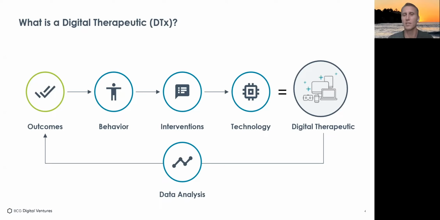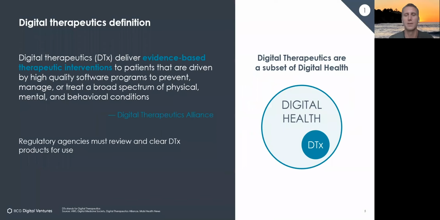The advantage, of course, is that you can see this could be an iterative process. As we capture more data that drives the outcomes, we could influence the behavior differently through these technology interventions. And really, that's where there's a lot of power around the personalization and potential to continue to improve these digital therapeutics over time. But let's define digital therapeutics specifically.